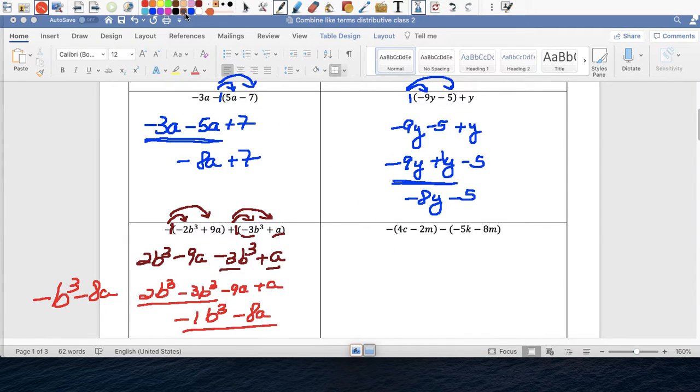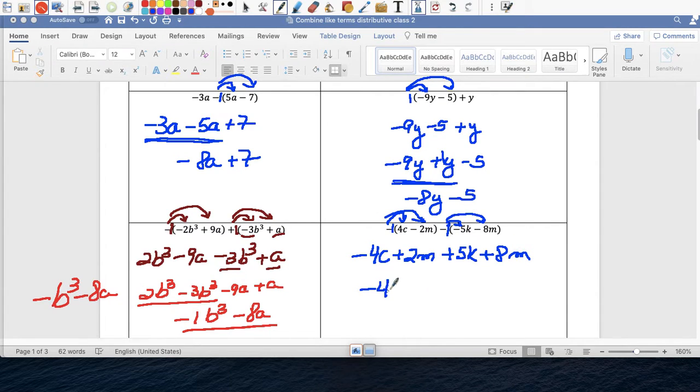So again, because there is no number, we imagine a 1 outside the parentheses and outside the parentheses. And slowly, if you imagine a 1, negative times a positive is a negative, and 1 times 4c is 4c. Negative times a negative is a positive, and 1 times 2m is 2m. The second part, again, let me put a 1 here. So negative times a negative is a positive, and 1 times 5k is 5k, and again, negative times this negative in the back is going to be positive, and 1 times 8m is 8m.